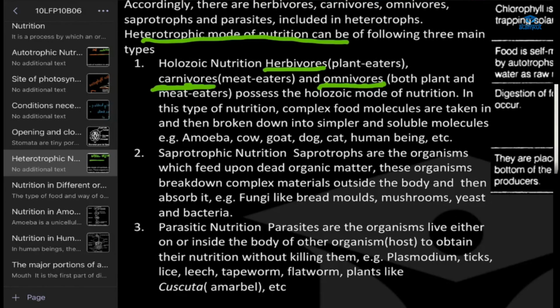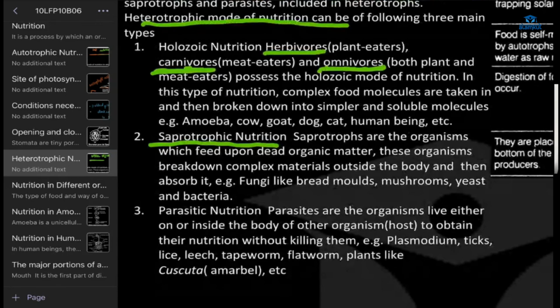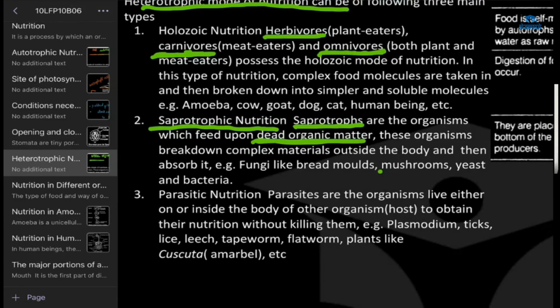Then the next mode is saprotrophic nutrition. The organisms feed upon dead organic matter. They are called saprotrophs, like mushroom, yeast, bacteria. Some are also parasitic. You will learn in the higher classes.